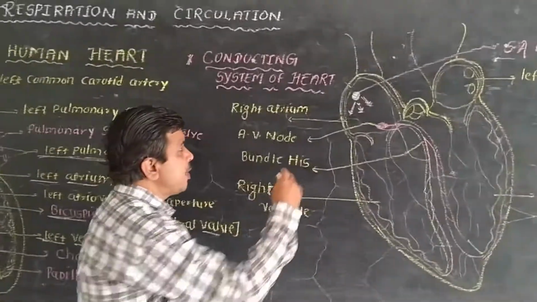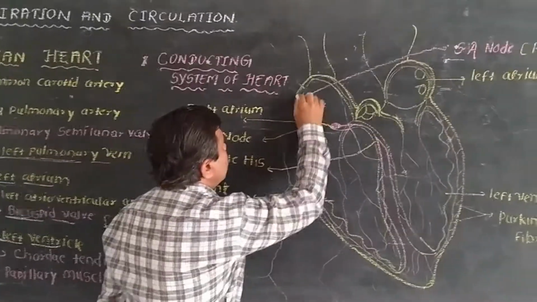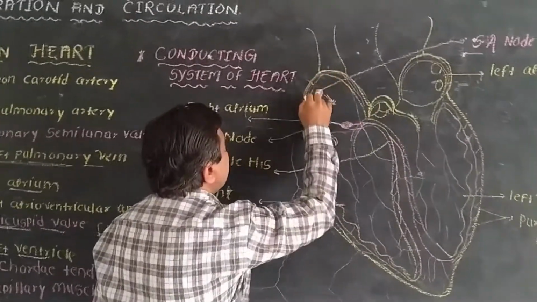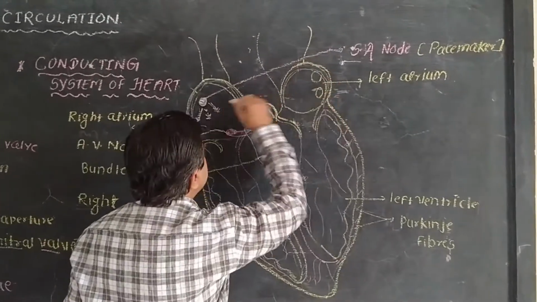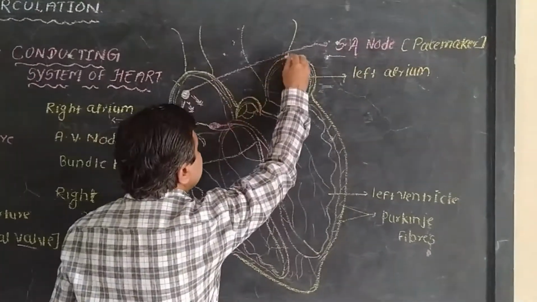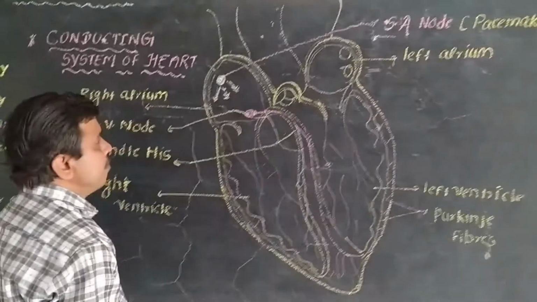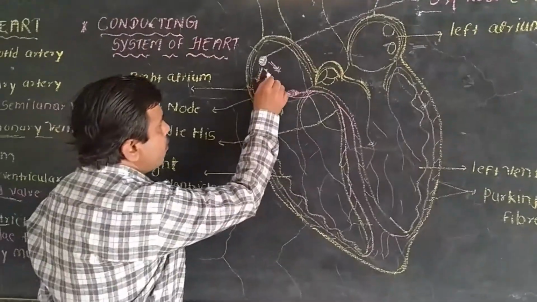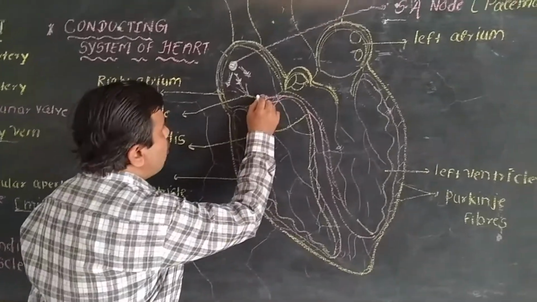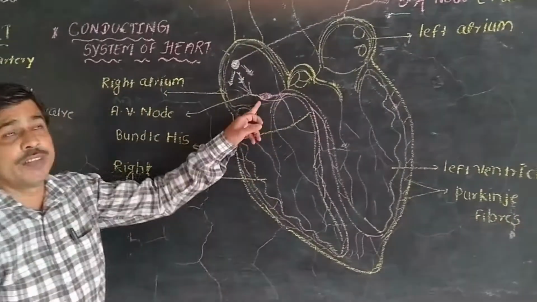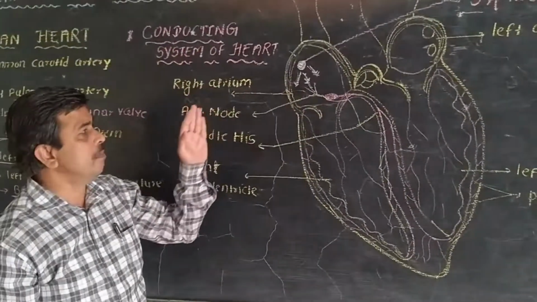Then this wave of contraction spreads to the wall of the right atrium firstly, and then the left atrium, and then this wave of contraction is received by another component of this conducting system.